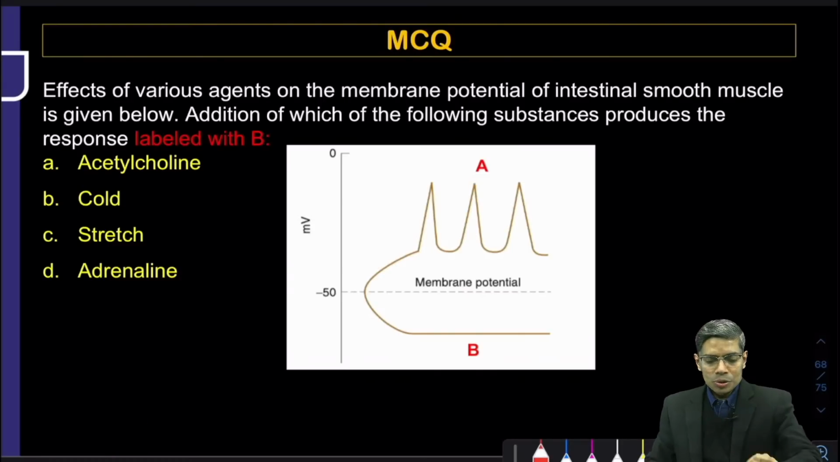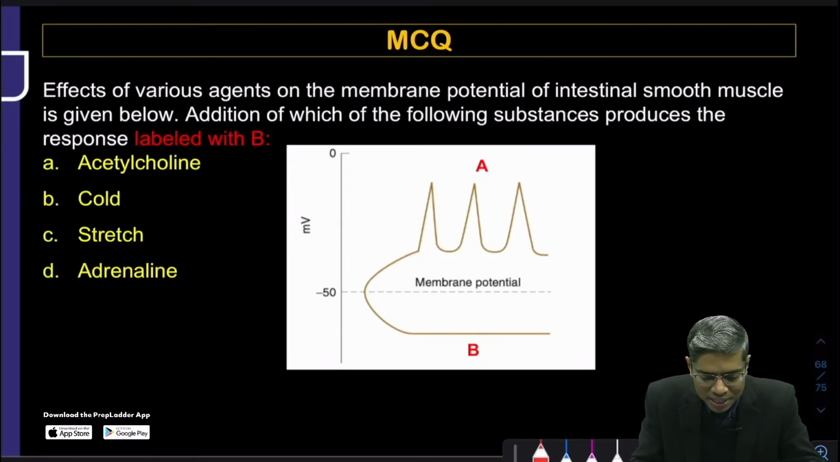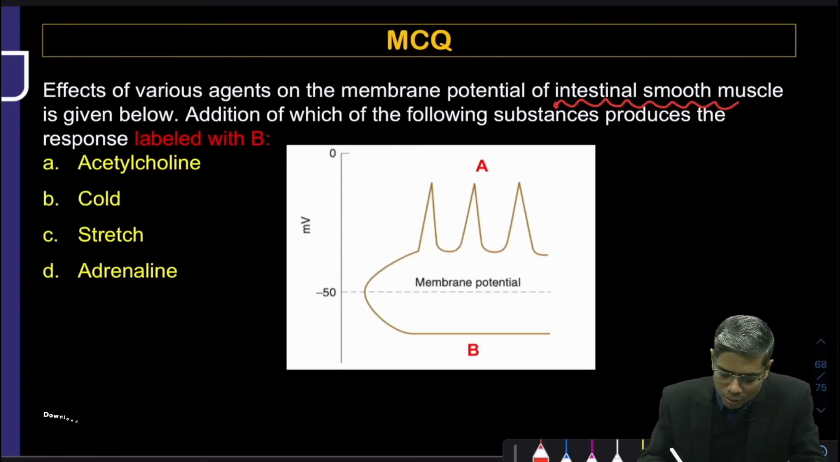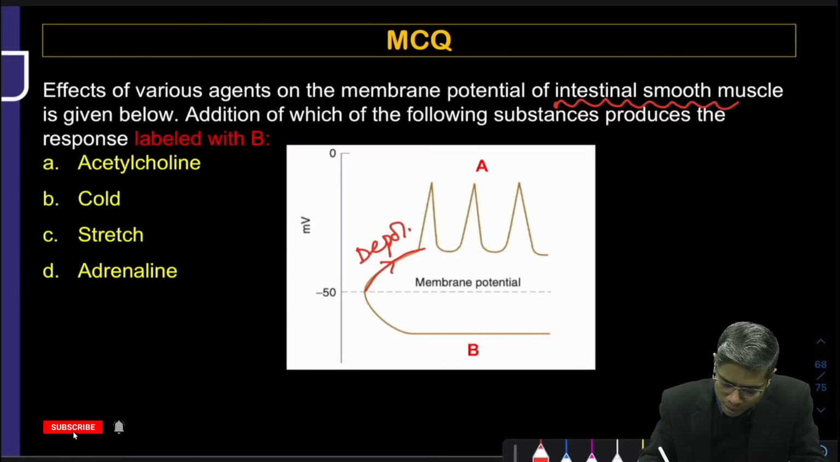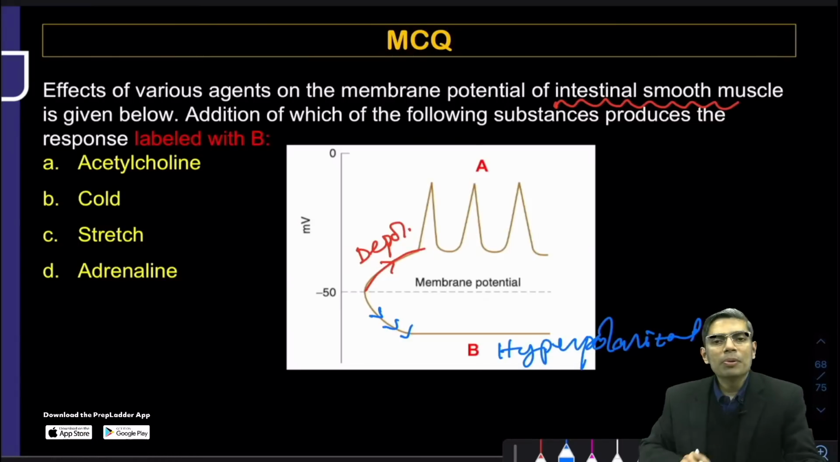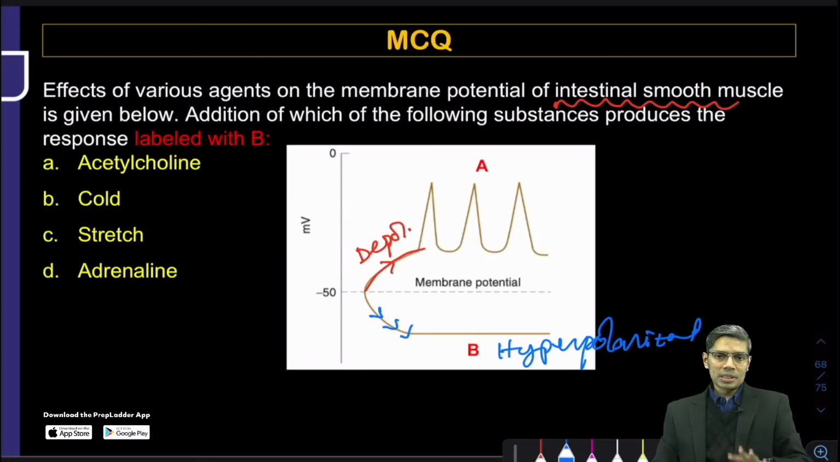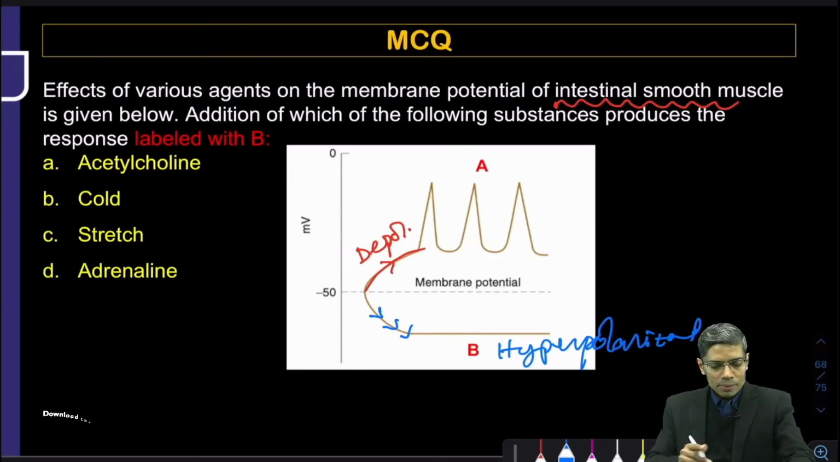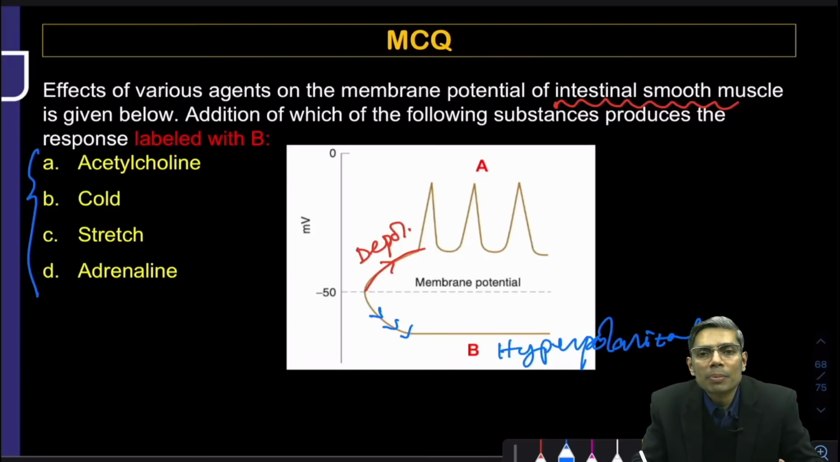So देखो, ये जो क्वेश्चन दिया है, effect of various ions on membrane potential of the intestinal smooth muscles. So look at this diagram. This is depolarization, and this blue color that I am drawing here, this is hyperpolarization, right. Depolarization, hyperpolarization. अब मेरे को बताओ, which of the following causes hyperpolarization?